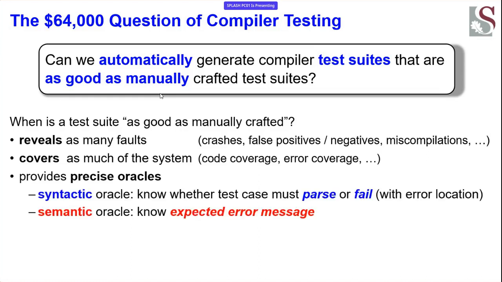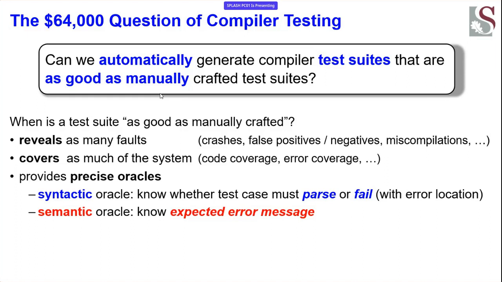The third one is we actually want a precise oracle. If we manually craft a test case, we know whether it's supposed to be passing or failing, whether there's a syntax error or a semantic error in there, and what kind of semantic error there is. And what's the point of generating tests where we don't know the output? That is only crash testing.